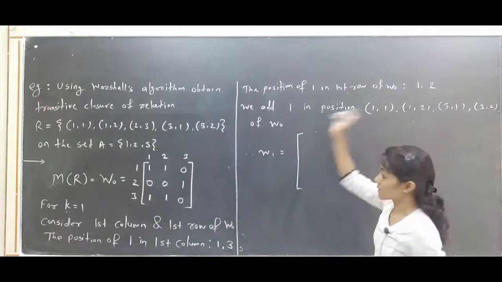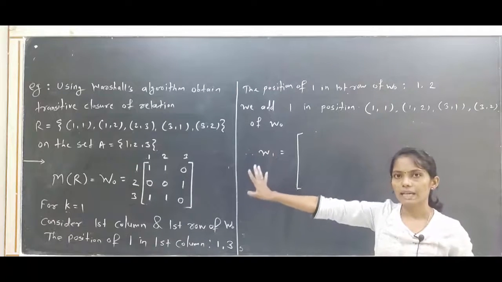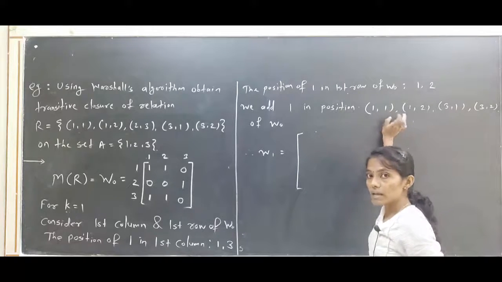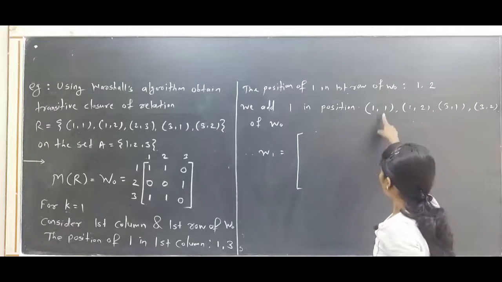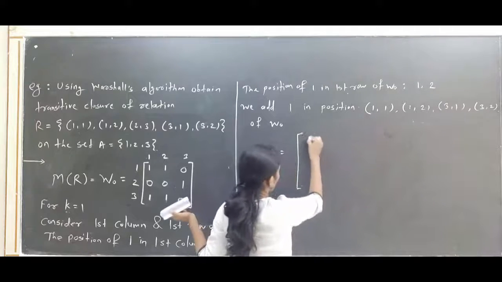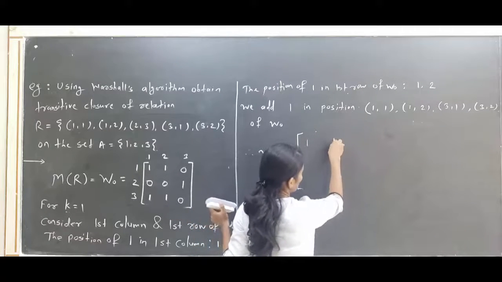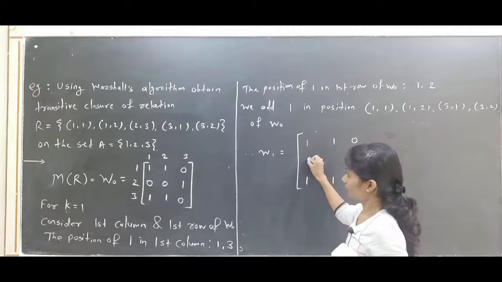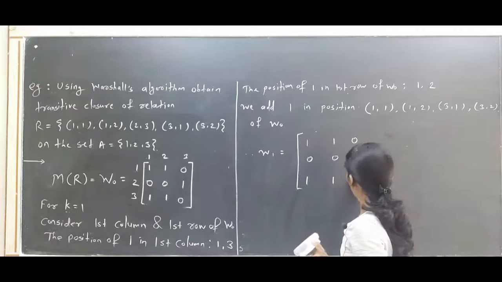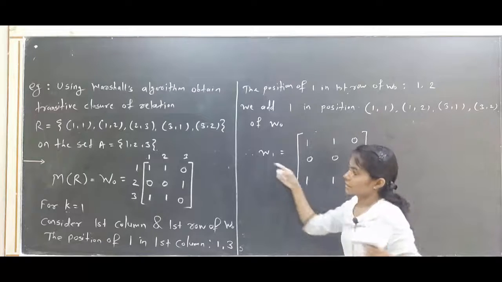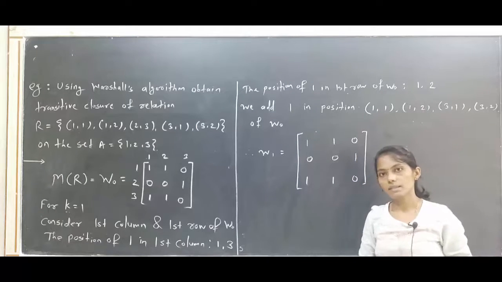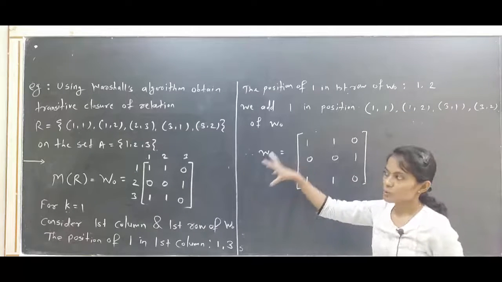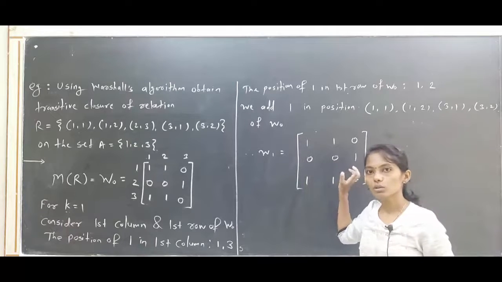If a position is already 1 here, we take it as it is. But if it is 0 and this position is in the product, we mark it 1. So first of all, mark the entries 1 1, 1 2, 3 1, 3 2, and then write the remaining 0 0 0 1 and 0. So matrix W1 and W0 are the same. Okay, so by adding these new positions in W0, W0 is equal to W1.